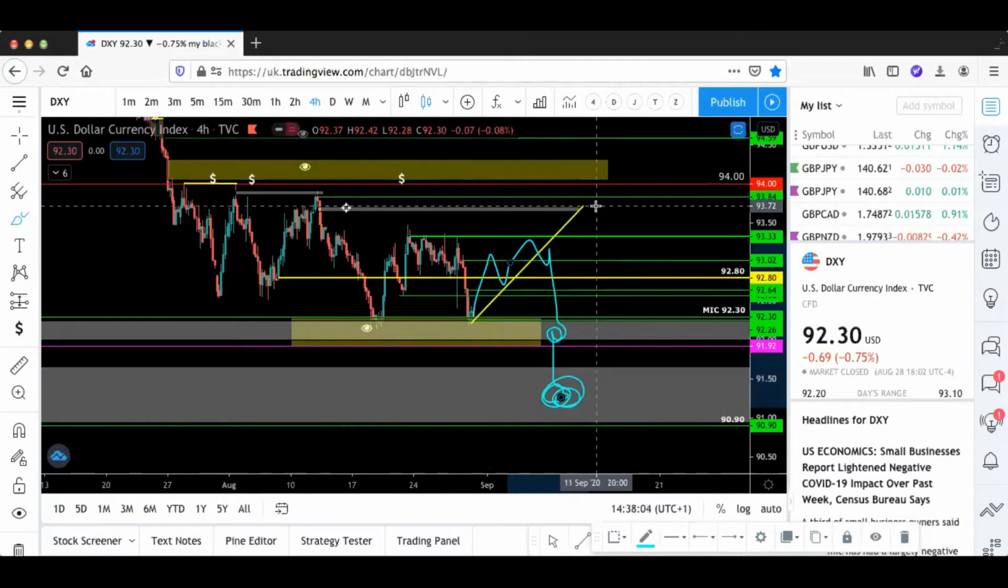The other scenario is that price could run higher from this level to hit this target, which is the 94 level. Then we could see what the price action is going to show us, and what sort of opportunity this market is going to give us, right?